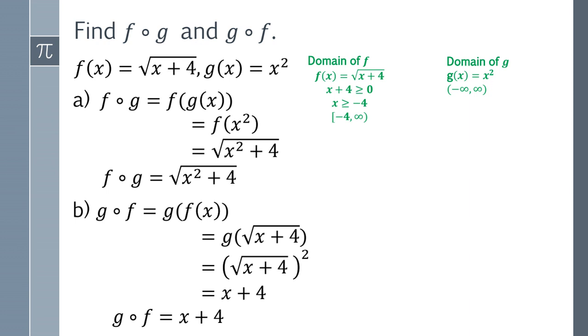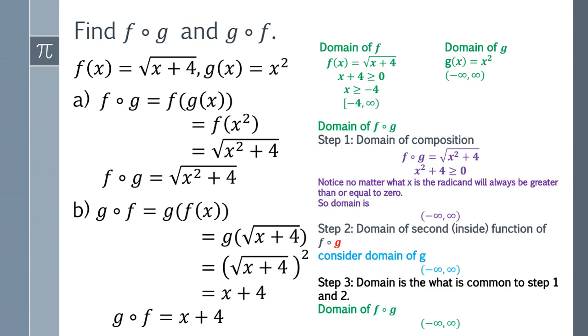So when they're asking us to find the domain of f composed of g, we notice that no matter what we get, the domain will always be negative infinity to positive infinity for my square here. When considering the domain of g, which is from negative infinity to positive infinity, what do steps 1 and 2 have in common? Both of them have in common negative infinity to positive infinity. Hence the domain of f composed of g is from negative infinity to positive infinity. They have to both have it in common in order for this to be the domain.